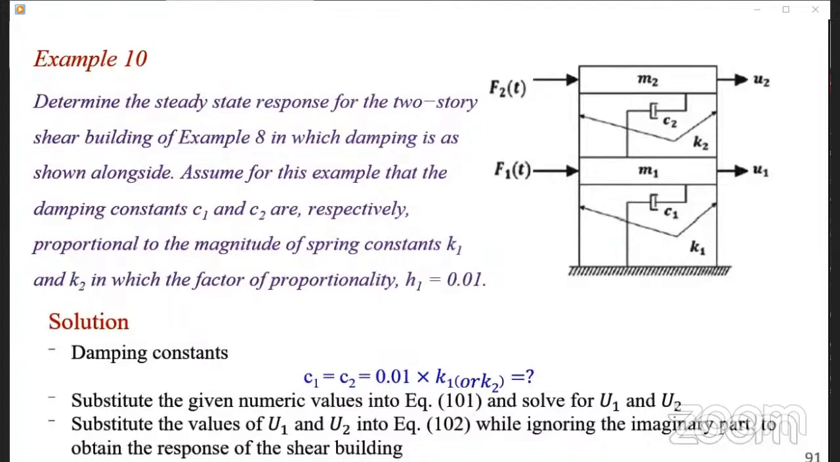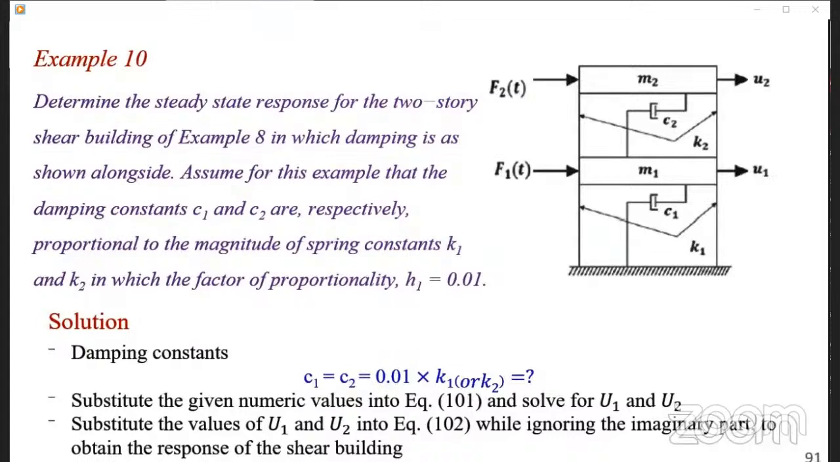And they are proportional to the spring constants K1 and K2 with a factor of proportionality H1. So of course, we are saying C1 is equal to H1 K1. So you are able to obtain that.